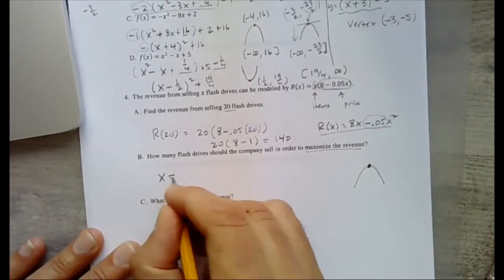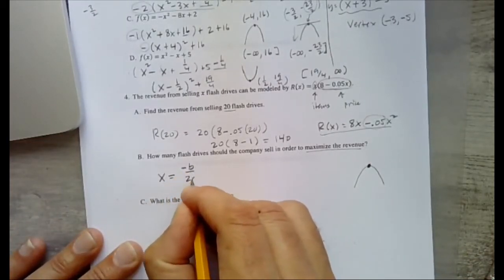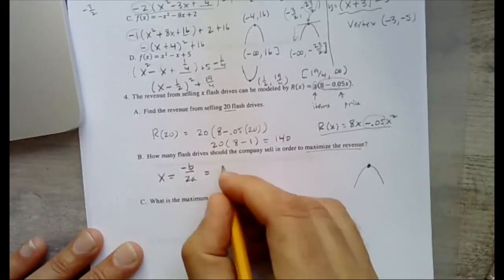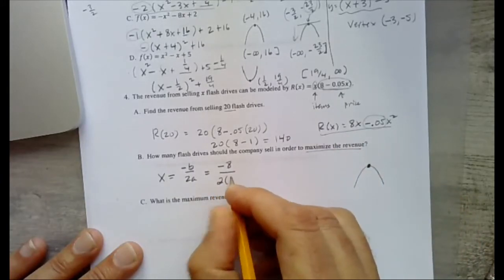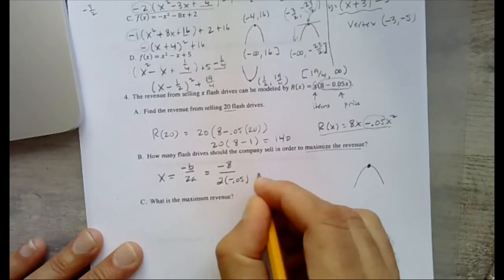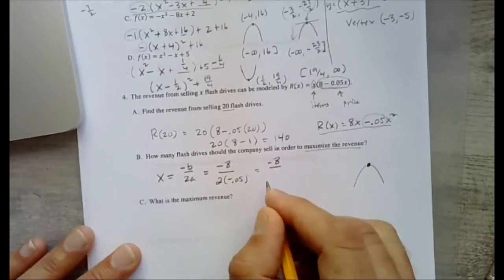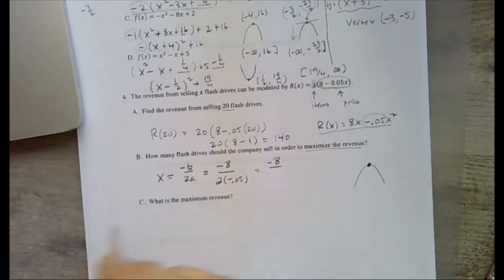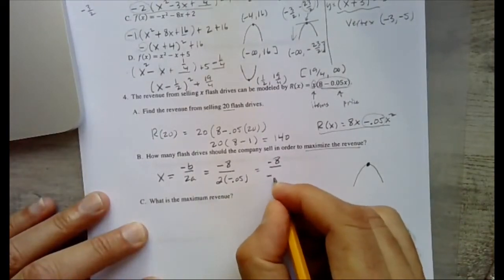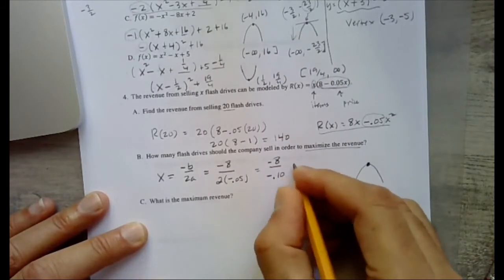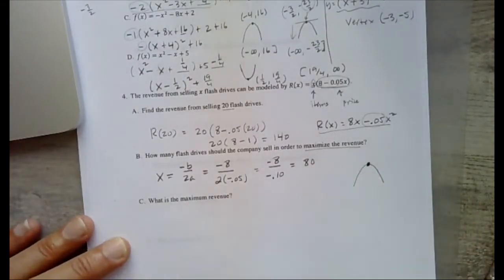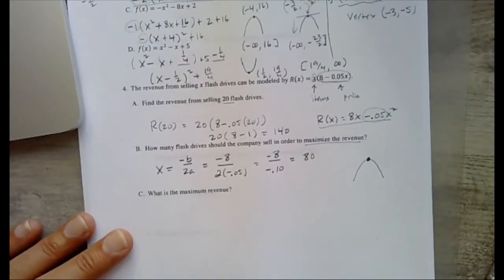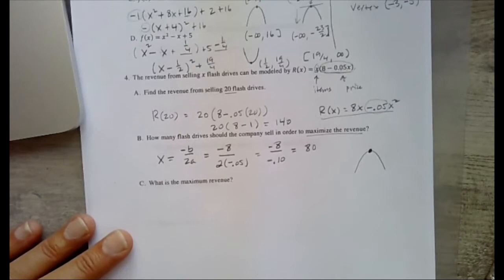The x coordinate is going to be negative b divided by 2a. So negative b would be negative 8, divided by 2 times negative 0.05. 2 times 0.05 gives me negative 0.10. Then negative 8 divided by negative 0.1 gives me 80. So I should sell 80 flash drives in order to maximize my revenue.